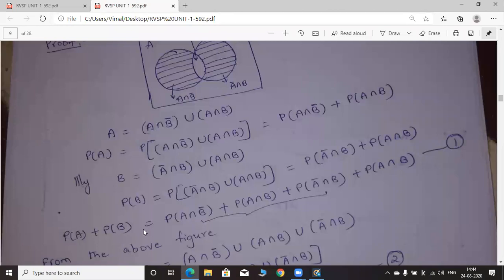So P of A plus P of B is equal to P of A intersection B bar plus P of A intersection B plus P of A bar intersection B plus P of A intersection B. Okay, so we have got four terms. After adding the probabilities of event A and event B, we have got four terms.